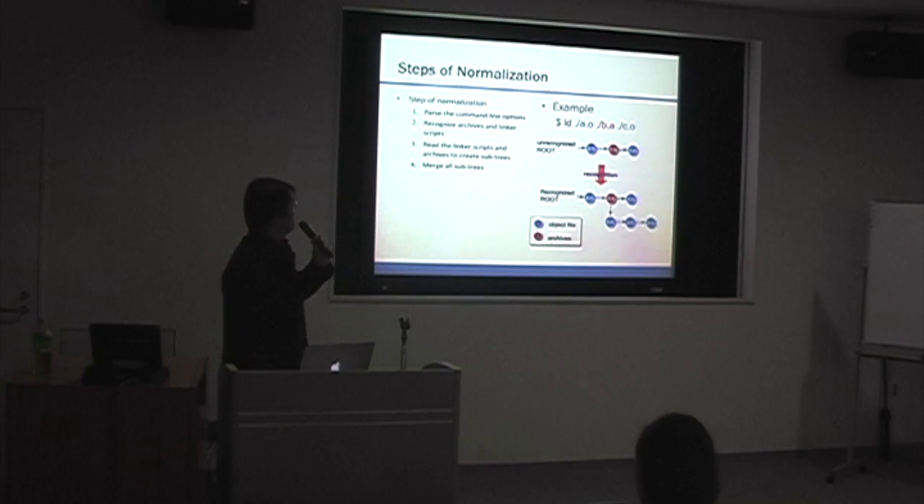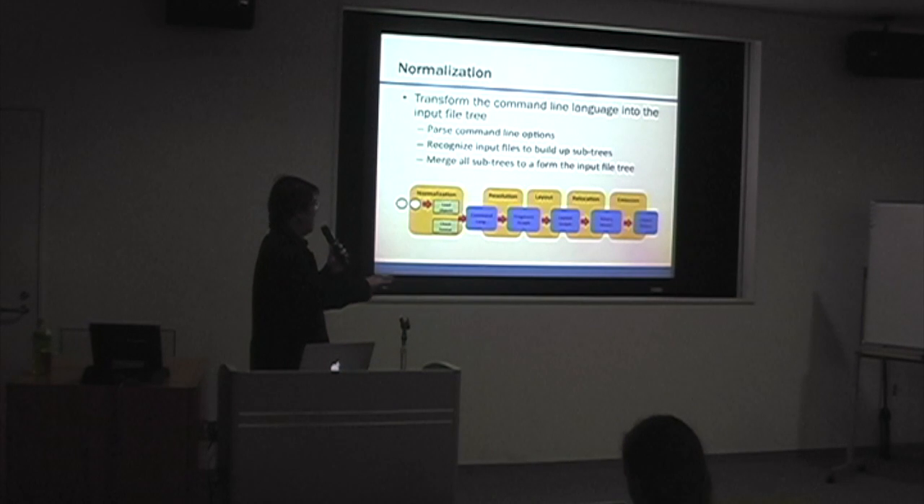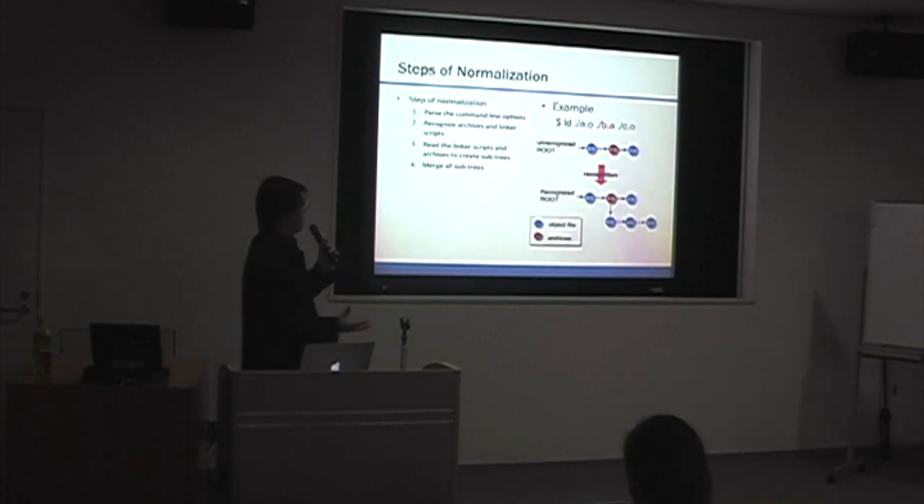Now we are going to define the process of linking. The first stage of linking we call normalization. Normalization is a process to transform the command line language into the input file tree. It will parse the command line options, recognize the input file format to know whether it is an archive or an object, and then try to merge all subtrees to find a single common input file tree. So it is just a bottom-up algorithm. We will try to build up all subtrees and merge them together.